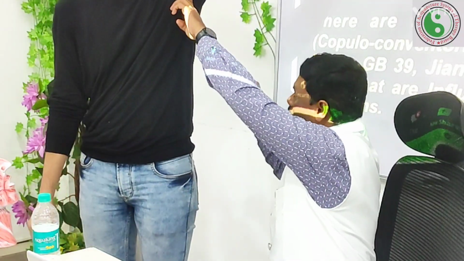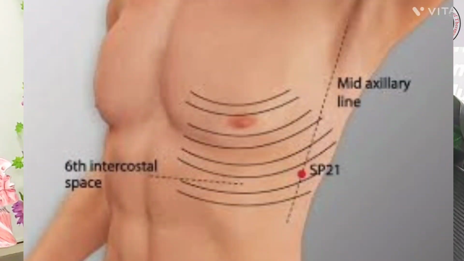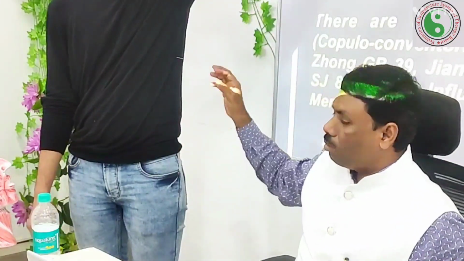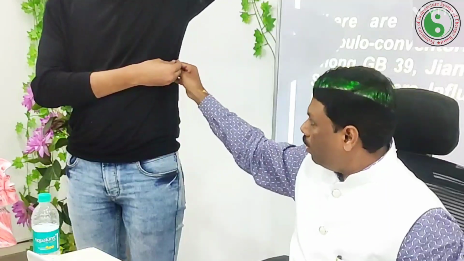Now you understand this is the 4th intercostal space, and vertically below this the 5th and 6th. This is the 6th intercostal space. The point located here is Spleen 21. Some authors write that the point is on the 5th intercostal space, some believe it is on the 6th. However, the point is vertically below, exactly here. We can apply on the right or left, but it is better to apply on the left side, because the spleen is located on the left region, so we can activate it better.